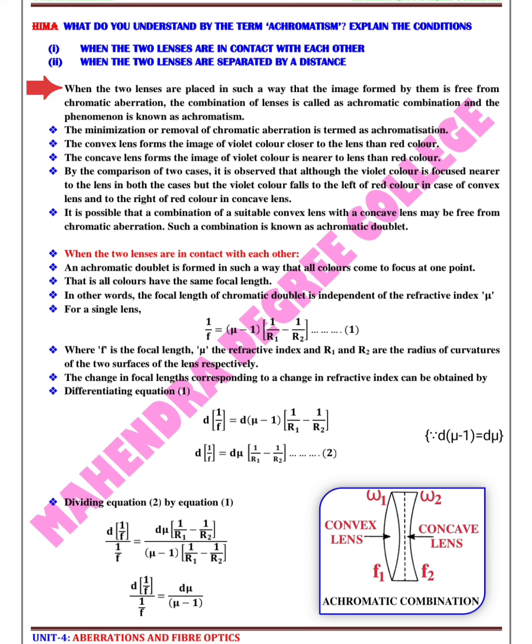When two lenses are placed in such a way that the image formed by them is free from chromatic aberration, the combination of lenses is called an achromatic combination, and the phenomenon is known as achromatism. Step by step explanation of the statement.